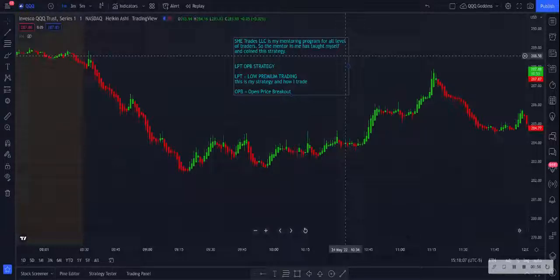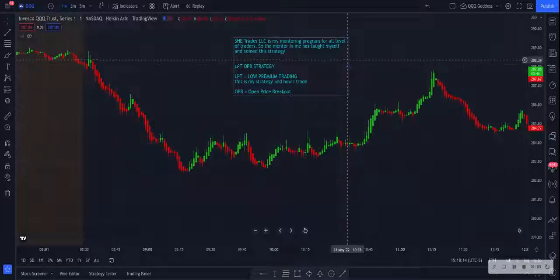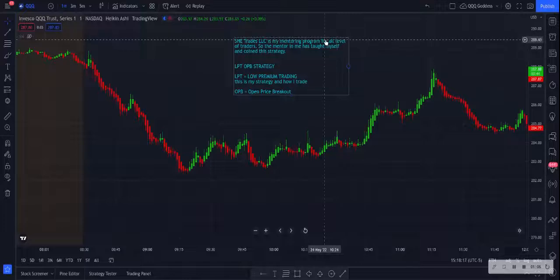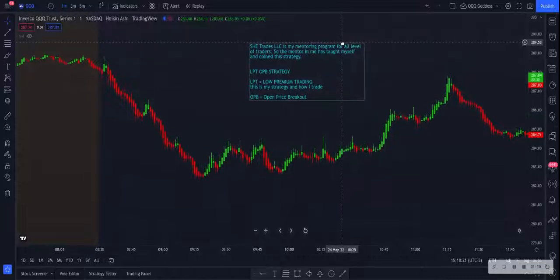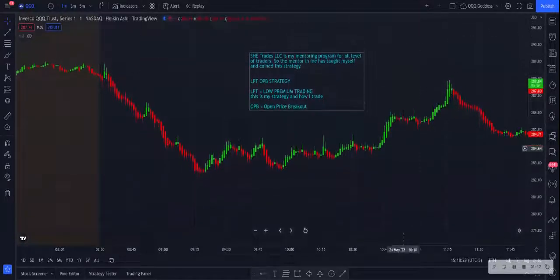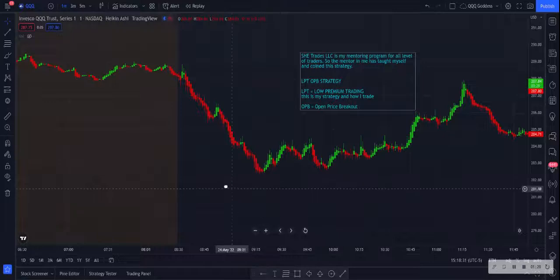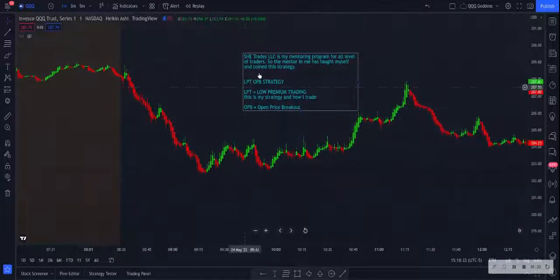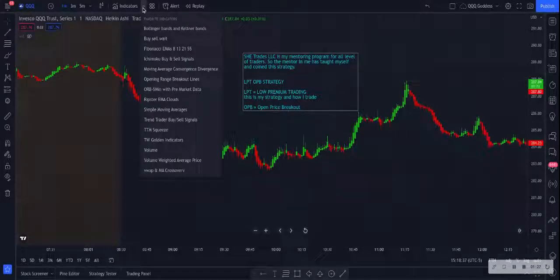And the OPB stands for open price breakout. So I don't worry about the range. If the market opens and it cannot hold the open price, it cannot get above the open price, I know it's going to drop. If the price gets above the open price, I know it's going to continue higher. So today I'm going to show you how to set up the simplest indicators for any new trader and to make your trading hopefully a little easier.